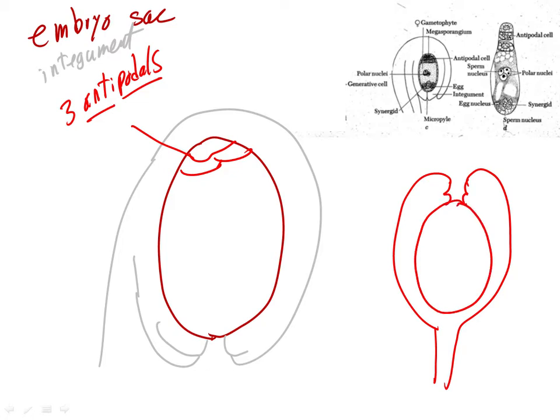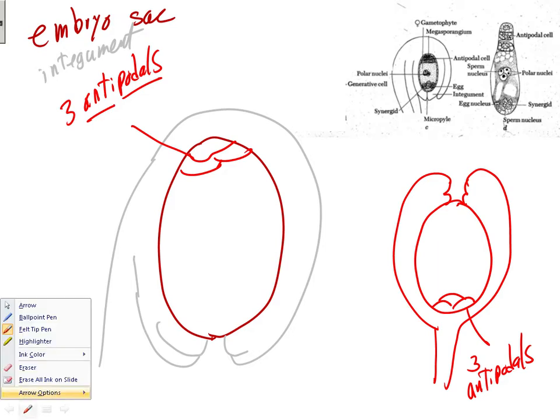There we go, that looks a lot better. And again, here would be our three antipodals. You can see when we draw the ovule this way, and both kinds of ovules occur in angiosperms, if you were in different groups, we draw it this way, you can see there's the foot, the cells are next to the foot, and that's why they call them antipodals, next to the foot.